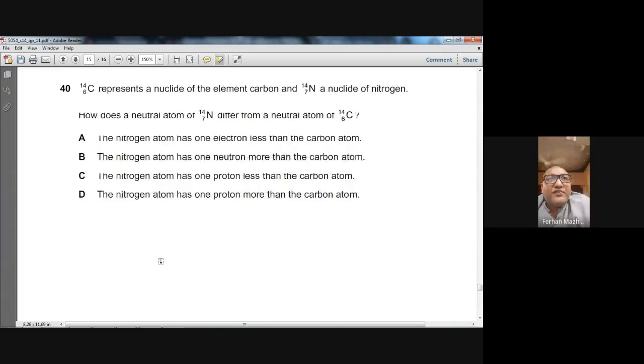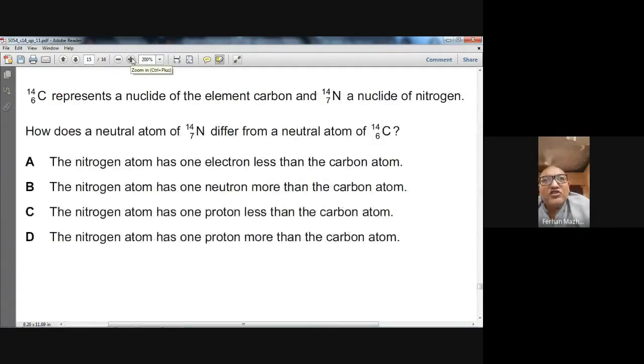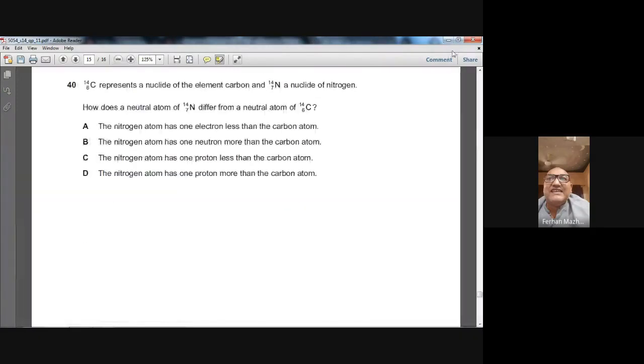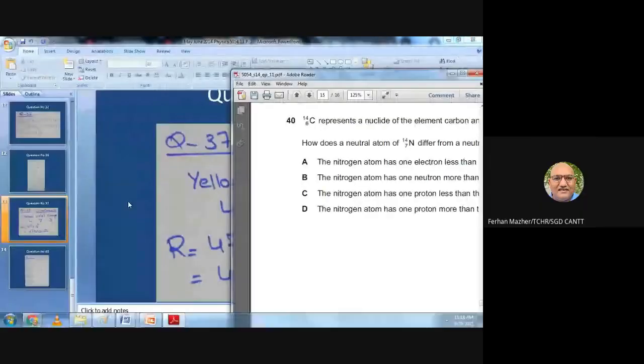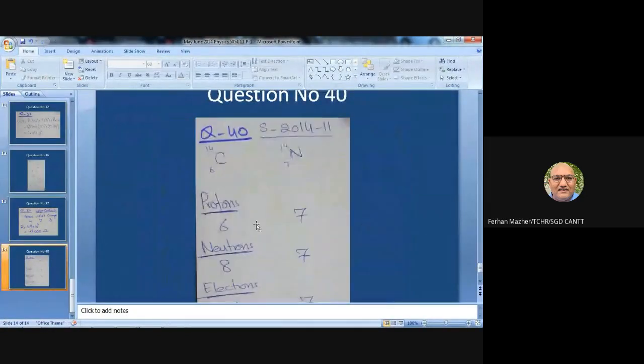Carbon 14 represents a nuclide of the element carbon and nitrogen 14 a nuclide of the nitrogen. How does a neutral atom of carbon 14 differ from a neutral atom of nitrogen 14? I've done this on paper. Let me show you my work.